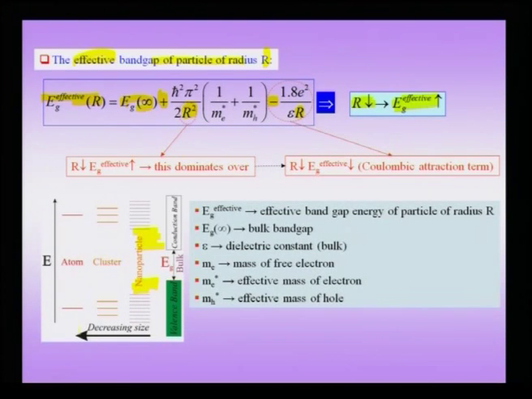But since the 1 by r square term dominates over the 1 by r term, which is a negative term, this implies that, given individual terms, this is my second term and this is my third term. The second term tells you that as r decreases the EG effective has to increase. The third term, the Coulombic attraction term, tells you that as r decreases the EG effective has to decrease as well. But as you can see, the other has an r square dependence, therefore that term dominates, and overall the band gap energy increases as you decrease the size, or as you confine the semiconductor. These other terms are all constants which we have dealt with before.